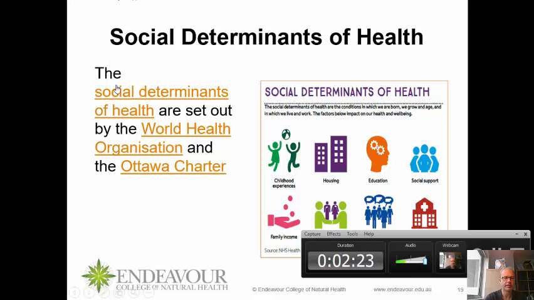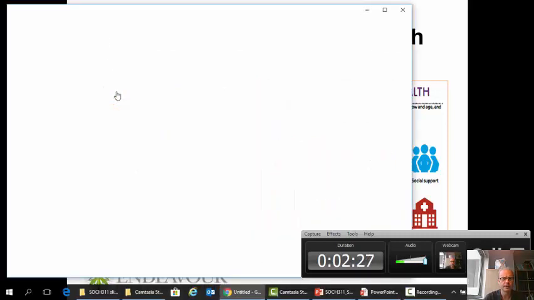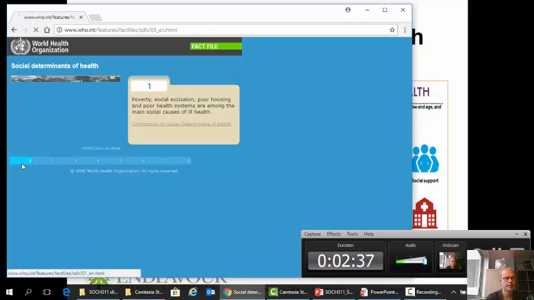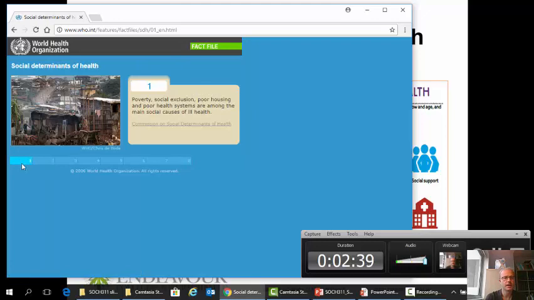So we'll have a quick look here at the social determinants of health according to the World Health Organization. Let's go back to number 1. According to the World Health Organization, social determinants of health include poverty, social exclusion, poor housing, poor health systems, which are among the main causes of ill health.